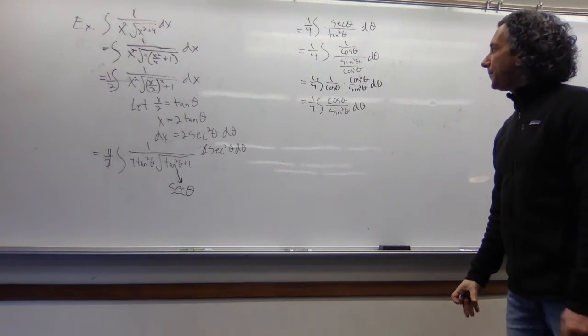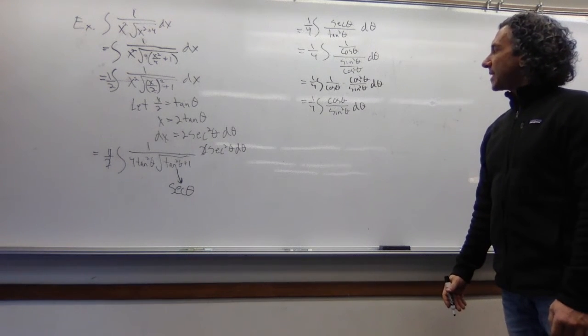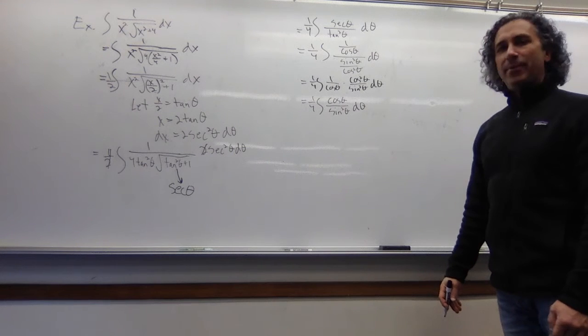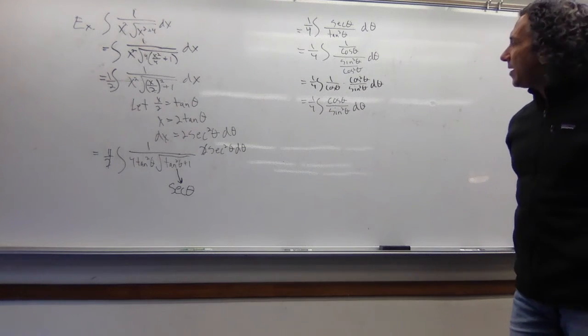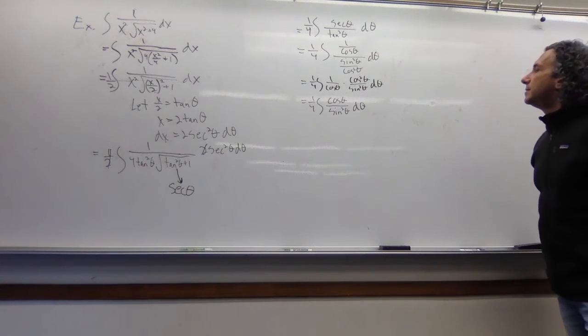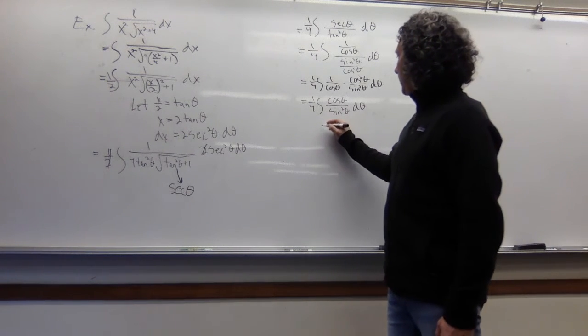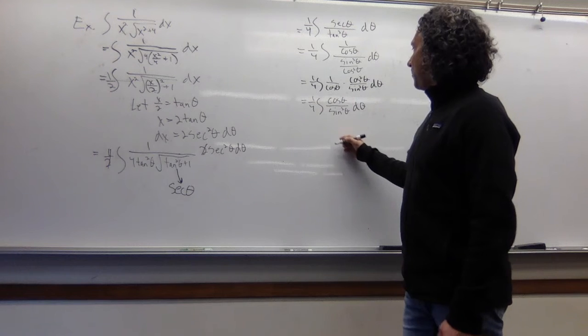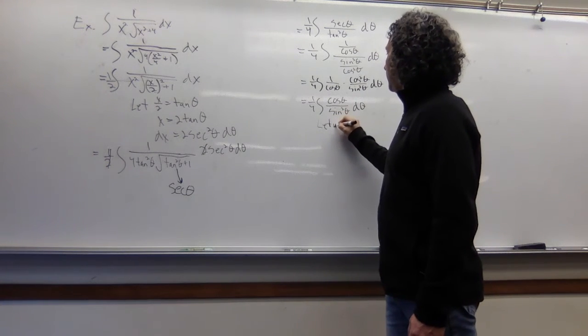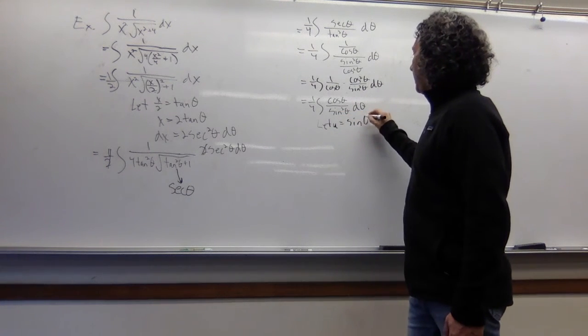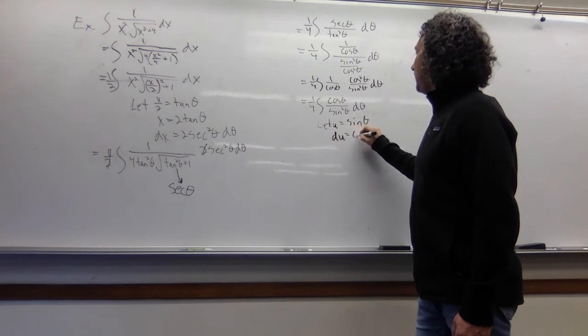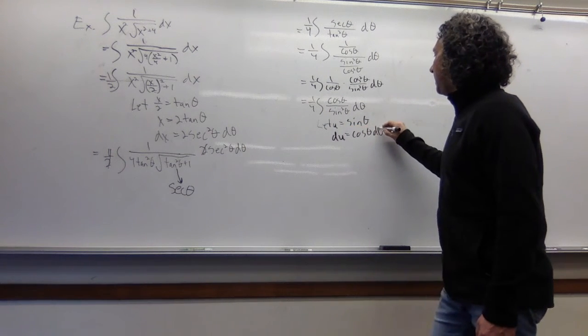So what do we do now? I would recommend pausing the video again, see if you could think about it. All right, well, I'll tell you what we're going to do. We're going to turn this into a u sub question. So let's let u equal sine theta. Then du is cosine theta d theta.